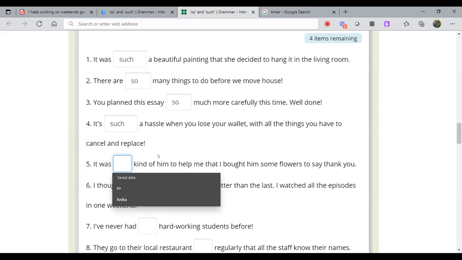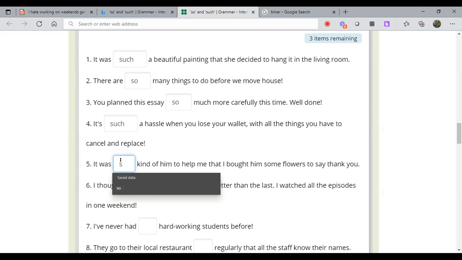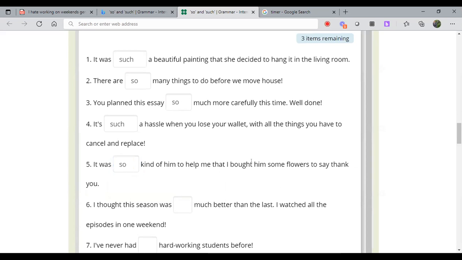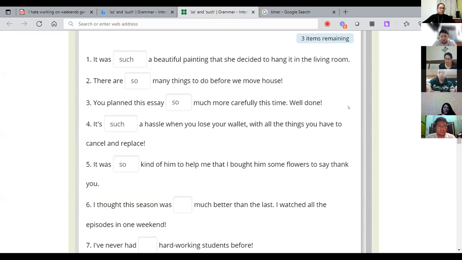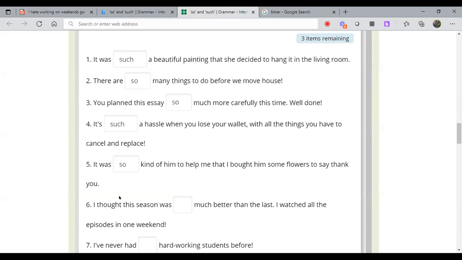It was so kind of him to help me that I bought him some flowers to say thank you. Okay. Yes, you're right. It was so kind of him to help me that I bought him some flowers to say thank you. Fue tan amable de su parte que hasta le compré flores para darle las gracias. Eso estoy diciendo ahí. Okay? Good. Miss Portillo, go ahead, please.